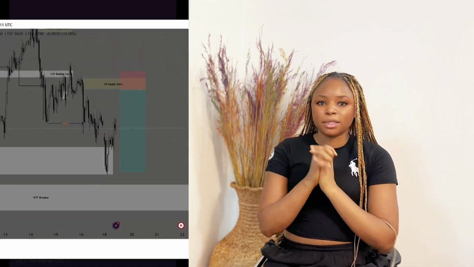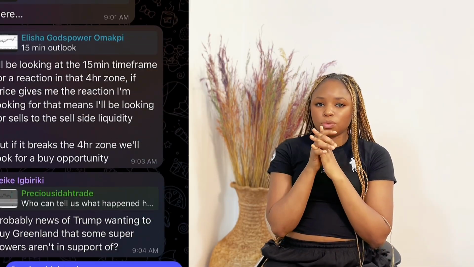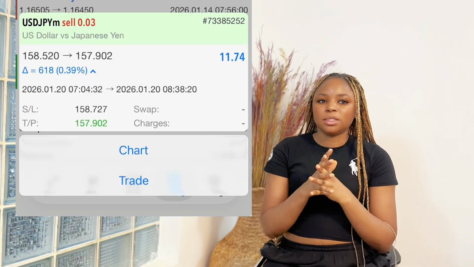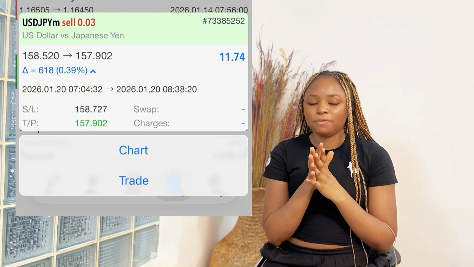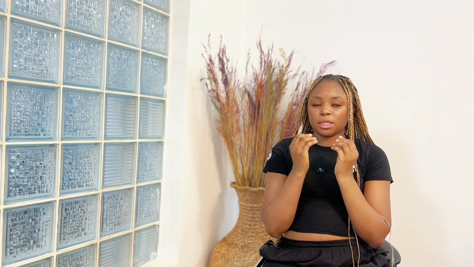I'm going to be showing you guys the trade. Here is the trade I took. I sent it to my community group chat as well, and my lot size was 0.03. You can see the lot size is not 0.5, it's 0.03, and that $11 profit is not about the money, it's about the process.